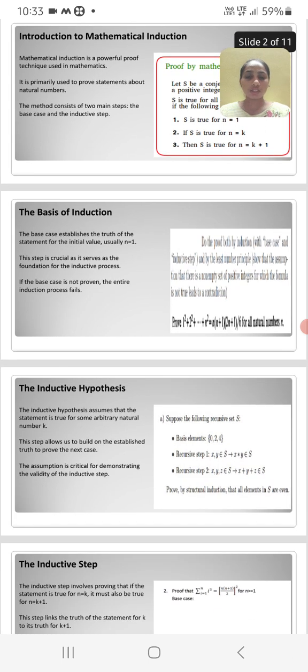And then the basis of the induction: the base case establishes the truth of the statement for the initial value, usually n is equal to 1. This step is crucial as it serves as the foundation for the inductive process, and if the base case is not proven, the entire induction process will fail.